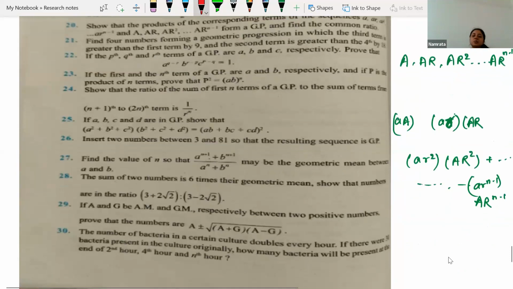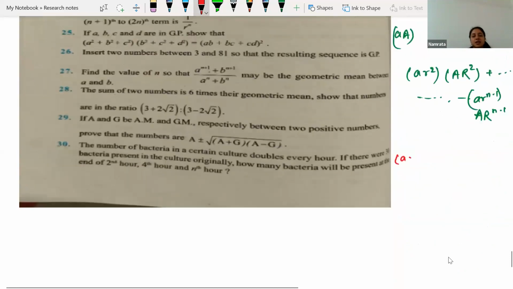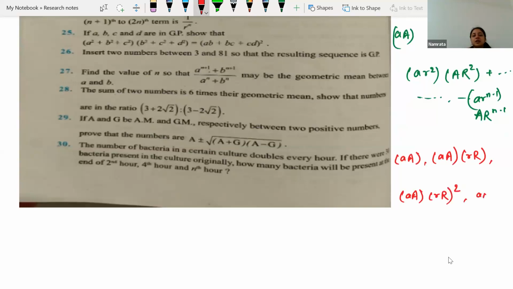If you arrange it a bit more, you can say the first term is a, the second term is aR, the third term is aR square, the fourth term will be aR cube. So obviously you can see it's in GP only. Can you see? Yes, ma'am. It looks like aR square, aR cube, just like that. And the last term will be aR to the power n minus 1. So yes, it's in GP.